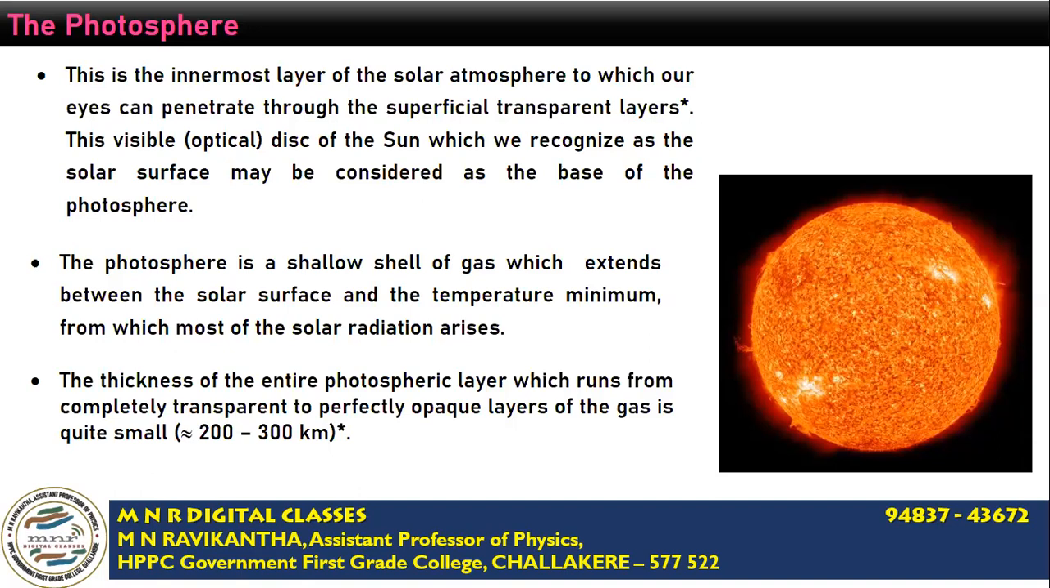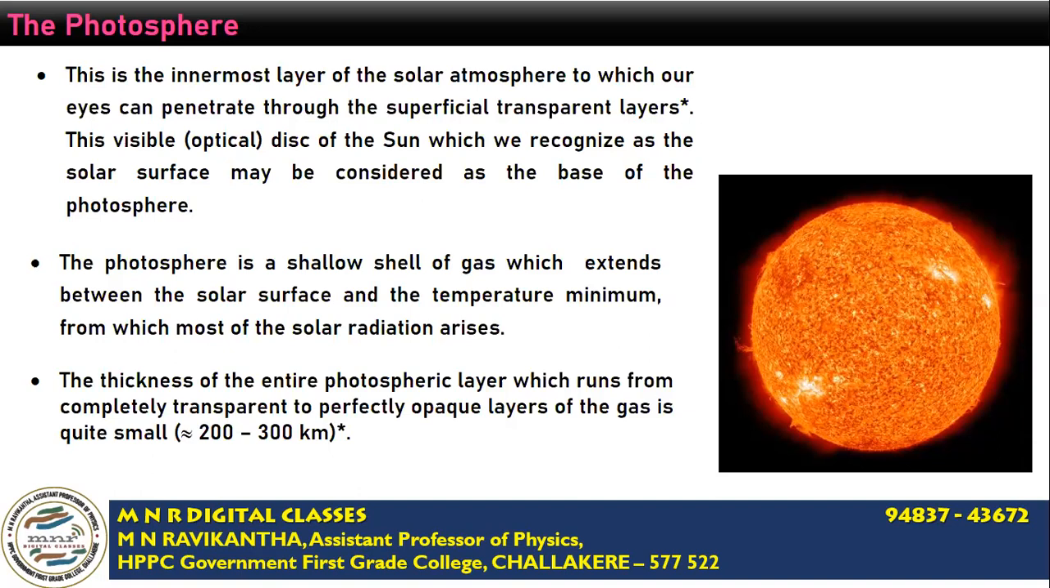But the thickness of the photosphere is not uniform at all parts. If you make the observation near the center of the sun, then the thickness appears to be small and it appears to be hot and bright.